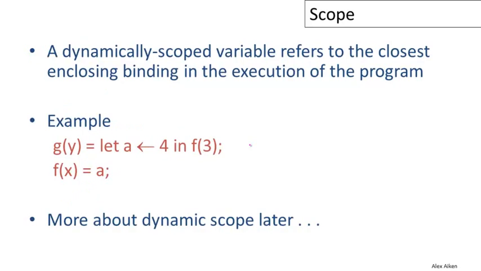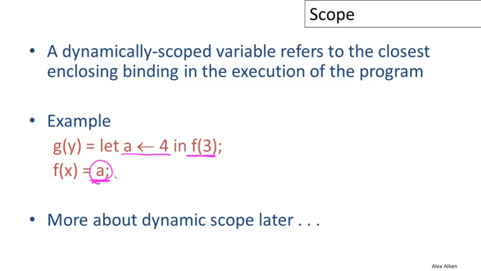So in a dynamically scoped language, a variable would refer to the closest binding in the execution of the program, meaning the most recent binding of the variable. So here's an example. Let's say we have a function g, and g defines a variable a, initialized, say, to 4, and then it calls another function that isn't in the same syntactic scope. So here I've written f right next to g, but actually f could be in some completely other part of the code, and f refers to a.